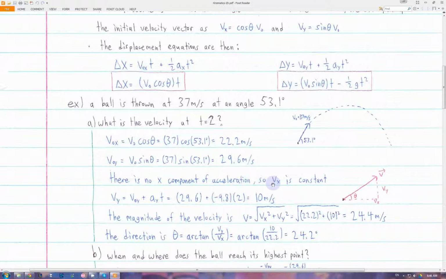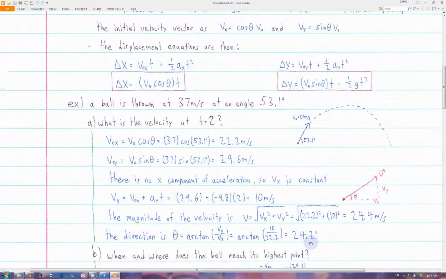And so once we have the x and y components of the velocity, we can find the overall magnitude and direction of the velocity vector at 2 seconds. The magnitude, from the Pythagorean theorem, is going to be the square root of the x component squared plus the y component squared. And then we can find the angle at which this velocity vector is pointing, because the tangent of this angle is opposite over adjacent, which is the y component of velocity, which we found to be 10, over the x component of velocity, which is still 22.2. So we can use arctangent of 10 over 22.2 to find the angle of the velocity vector.